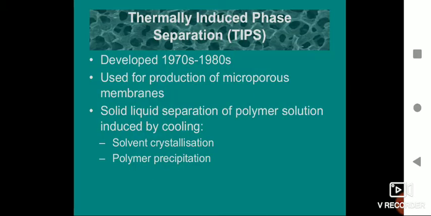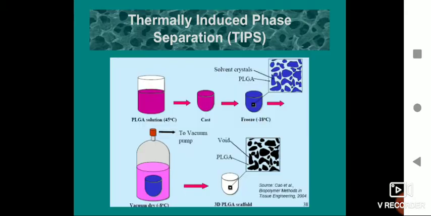So let us see the different methods that are being applied for formation of scaffolds, porous scaffolds. The first one is phase separation, which is called TIPS or thermally induced phase separation technique. In this method, the pore sizes are usually very small and they are not uniform. The two steps in this method are solvent crystallization and polymer precipitation. The two methods, in fact. The first method is solvent crystallization.